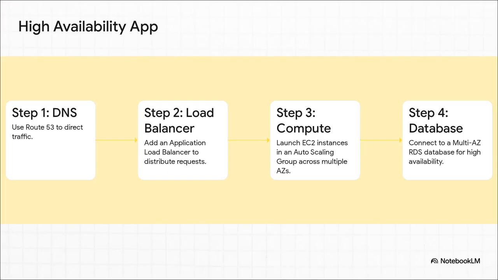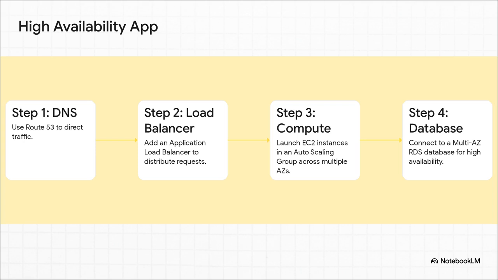This right here is the classic go-to architecture for a highly available web app. Seriously, you'll see this pattern everywhere. Traffic comes in, a load balancer spreads it out across a fleet of EC2 servers. And those servers, they're in an auto-scaling group that spans multiple AZs. Even the database has a standby copy in another AZ. What does that mean? It means there is no single point of failure. If an entire data center goes down, your app just keeps on running.